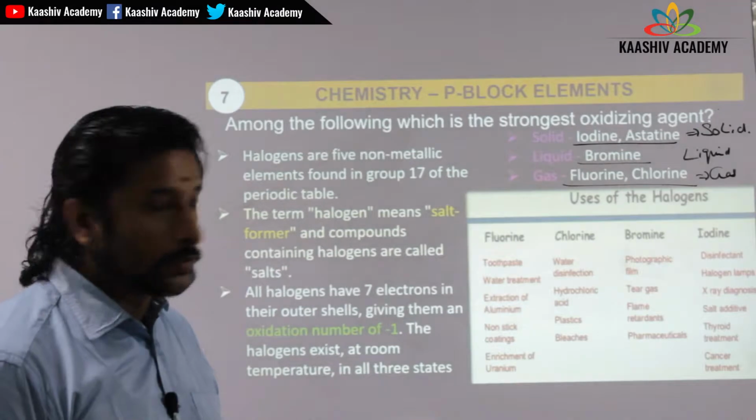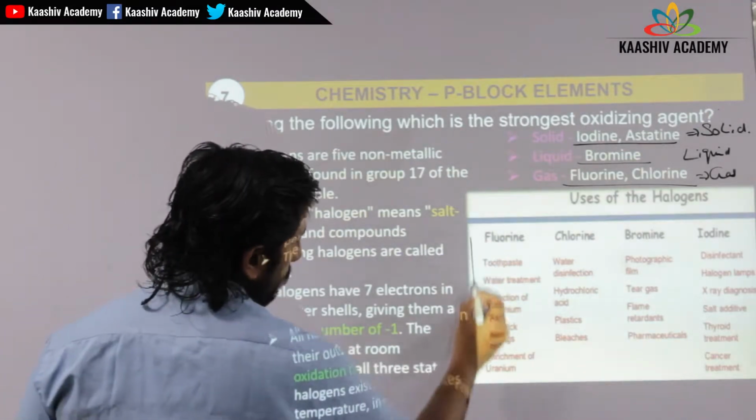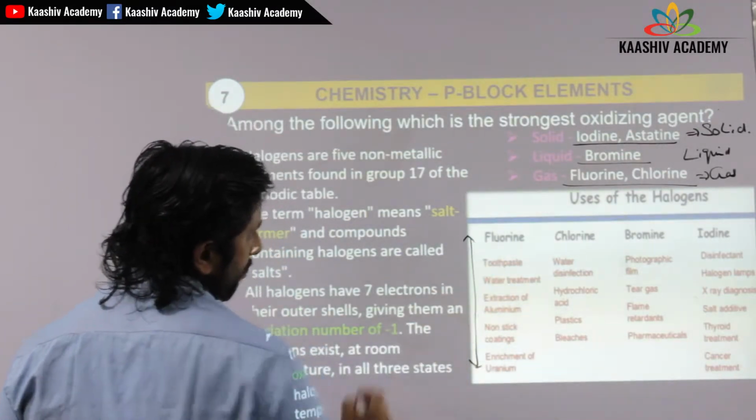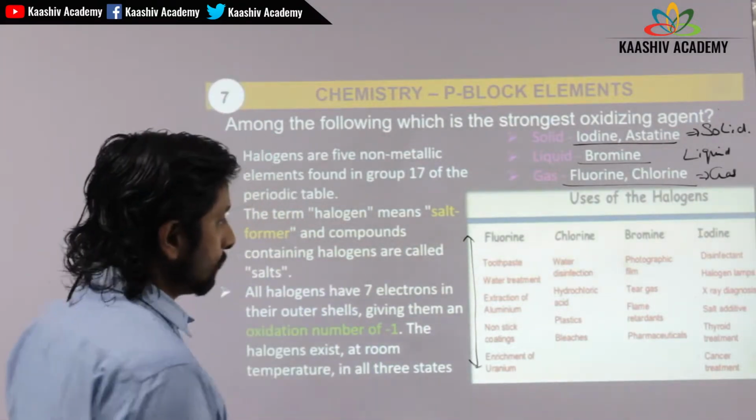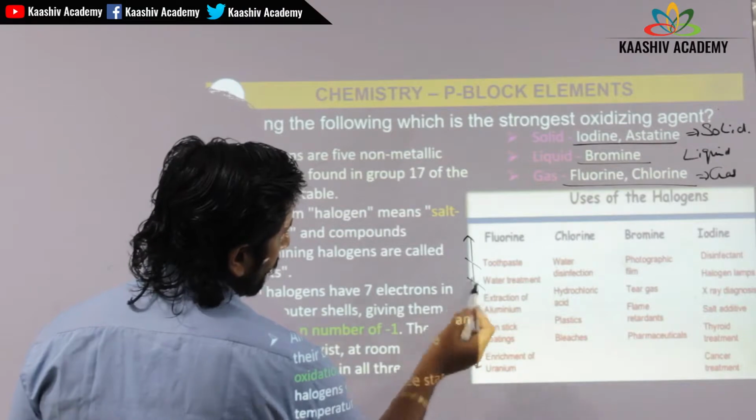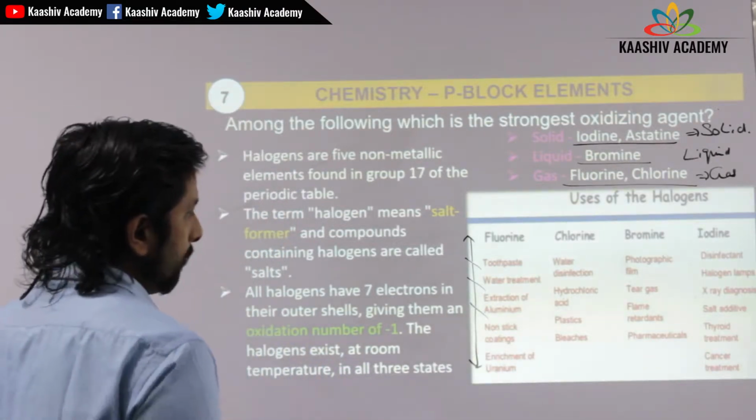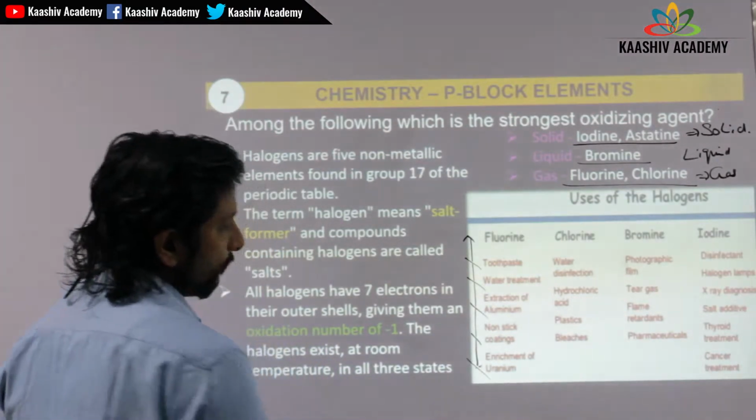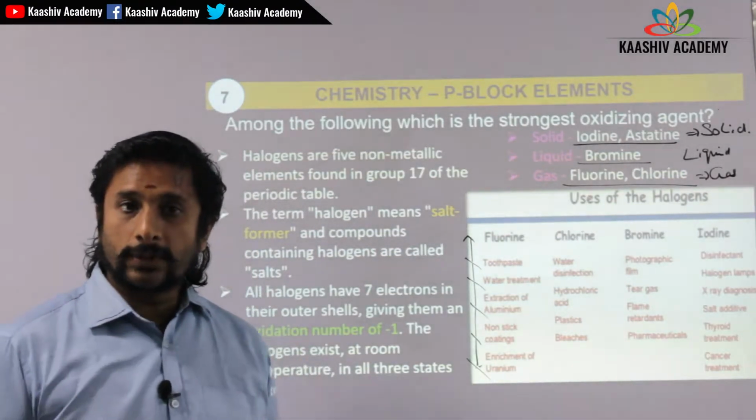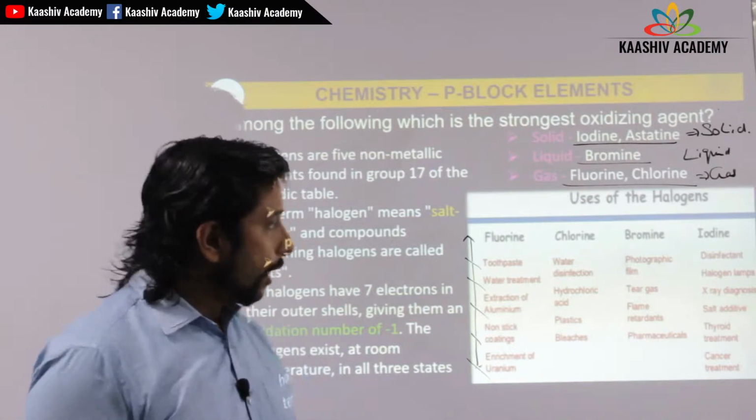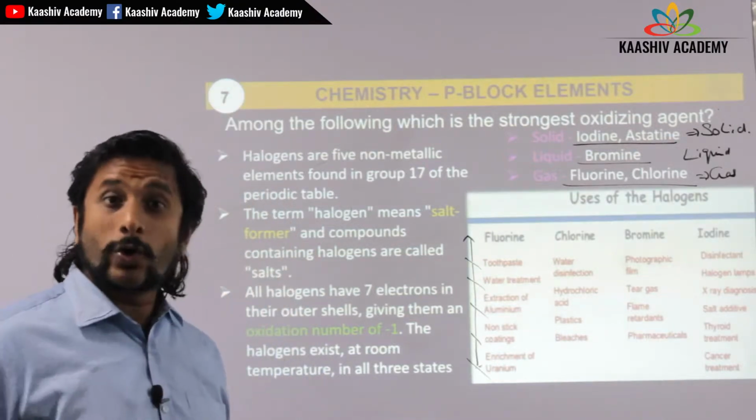If you talk about the uses, these are very important uses of fluorine. They'll be asking about fluoride toothpaste and everything. It's used in toothpaste, water treatment, extraction of aluminium, non-stick coatings and enrichment of uranium. Mark down everything. These are very, very important answers. You should note it down. And considering chlorine, obviously chlorine water.